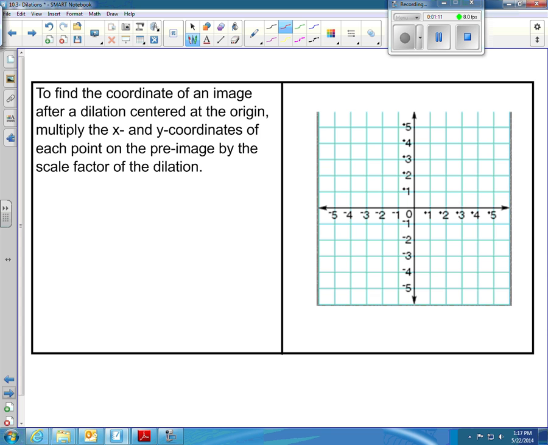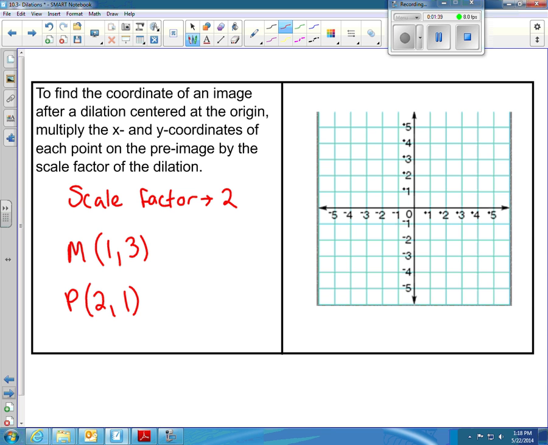So here's how we do it. To find the coordinate of an image after a dilation centered at the origin, you're going to multiply the x and the y coordinate of each point of the pre-image by the scale factor of the dilation. So let's say that I'm going to give you a scale factor of 2. And I've given you 2 points on a line: 1, 3, and 2, 1.